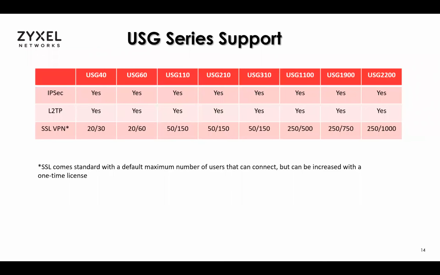Now, as far as USG series support, you can see that L2TP and IPsec is fully supported across the board. But when it comes to SSL VPN, you'll see numbers in our data sheets that show two different numbers. The first number is the supported number out of the box. So for instance, looking at the USG 40, it supports 20 SSL VPN tunnels out of the box. If you want to upgrade to the maximum of 30, you have to pay for a software license to unlock the 10 extra seats.